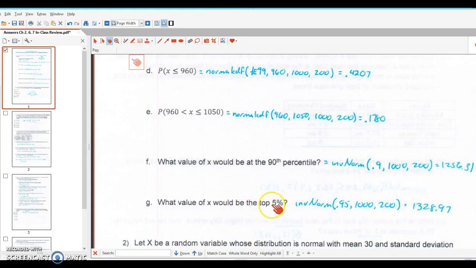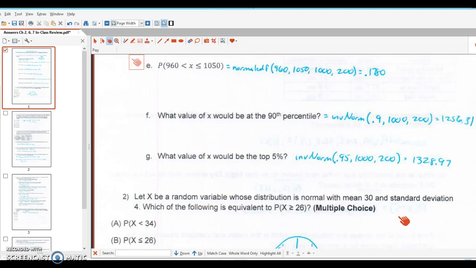Be careful here, top 5%, the percentile that goes here is always, percentile by definition is the percent to the left. So if it's top 5% or top 10%, you need to subtract that value from 100. So top 5% in this case would be the same thing as the 95th percentile. That's the value that goes in here. That would be equivalent to a score of 1,328.9 or higher.